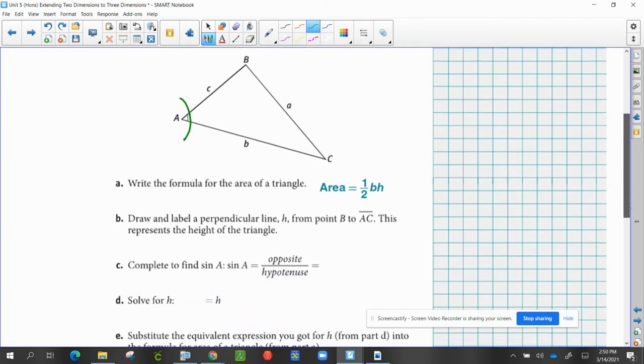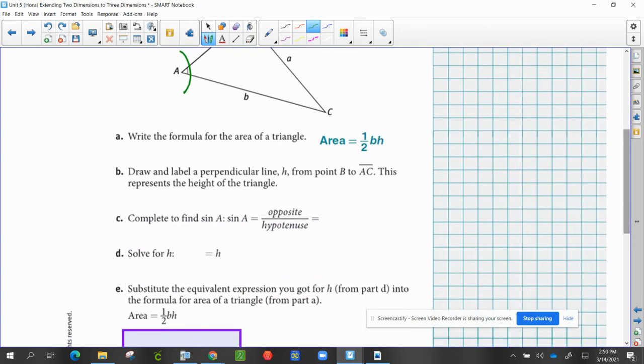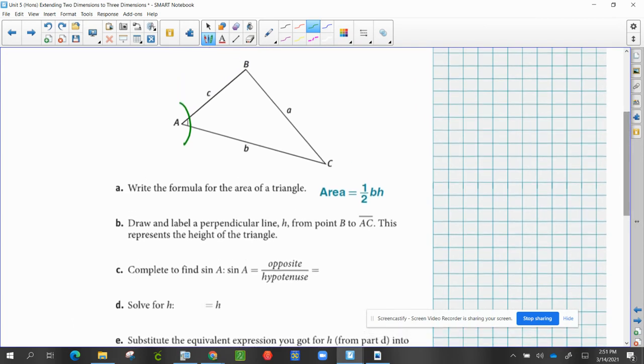So the way we could find this formula is we would start with the area formula, which is 1/2 base times height. It says draw and label a perpendicular line H from point B to AC. So let me do that. I'm going to draw a perpendicular line from point B to AC.